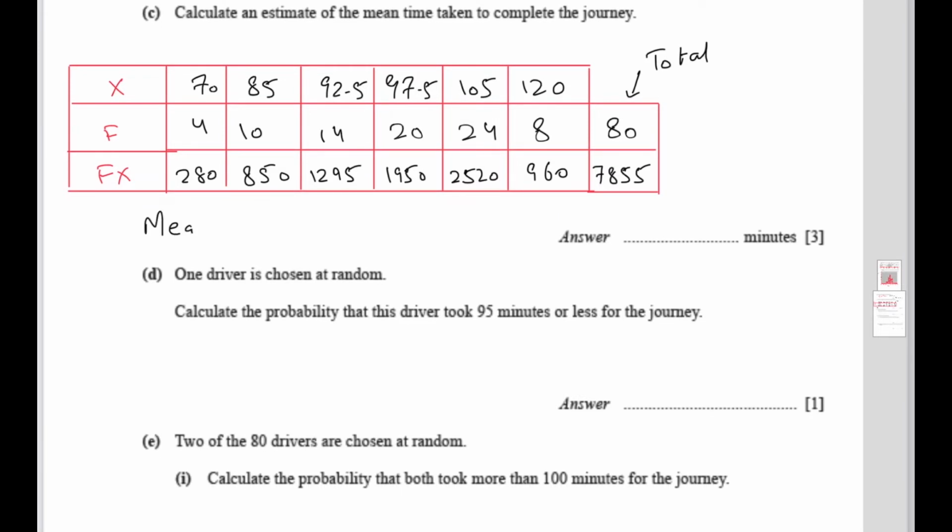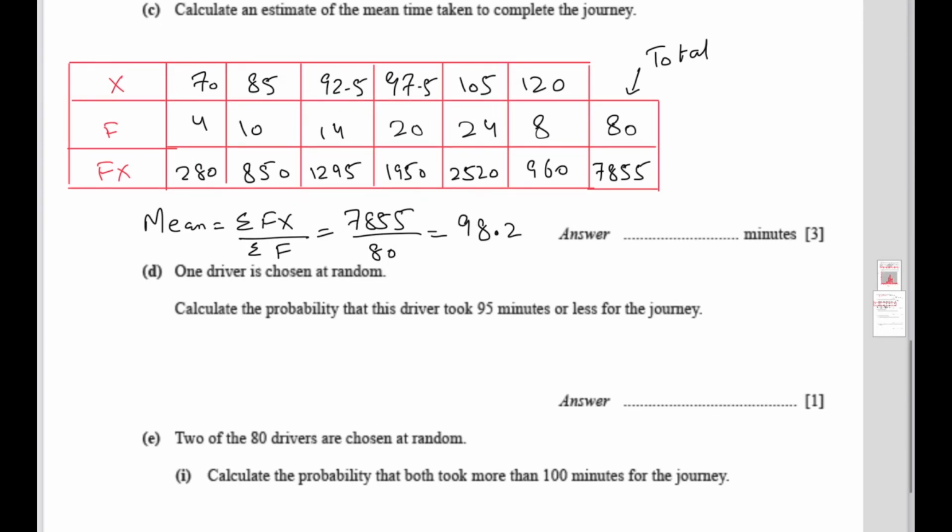The mean would be the sum of fx divided by the sum of f. So the sum of fx is 7855 and the sum of f is 80. You divide the two, 7855 divided by 80, and the value comes out to be 98.2. So you write your answer over here, 98.2 minutes.